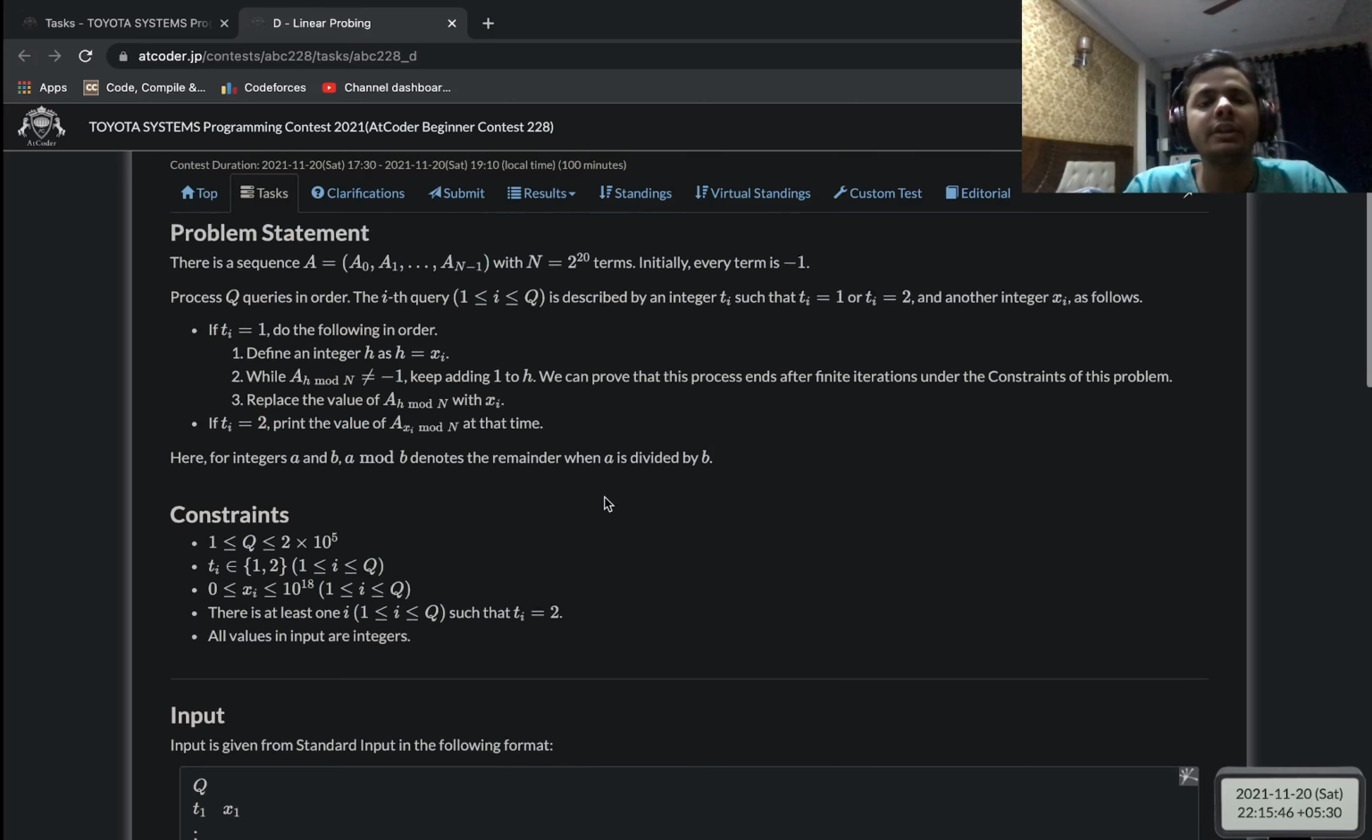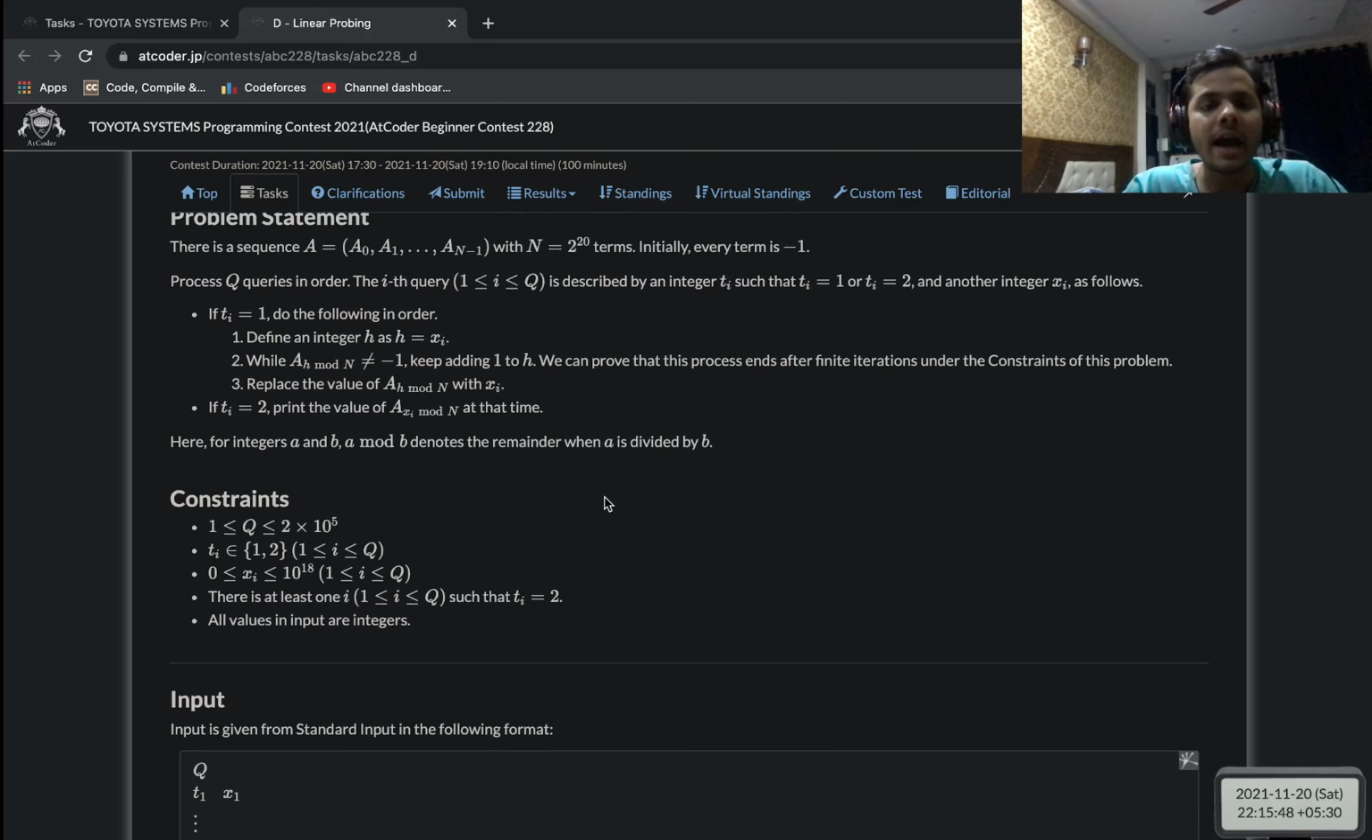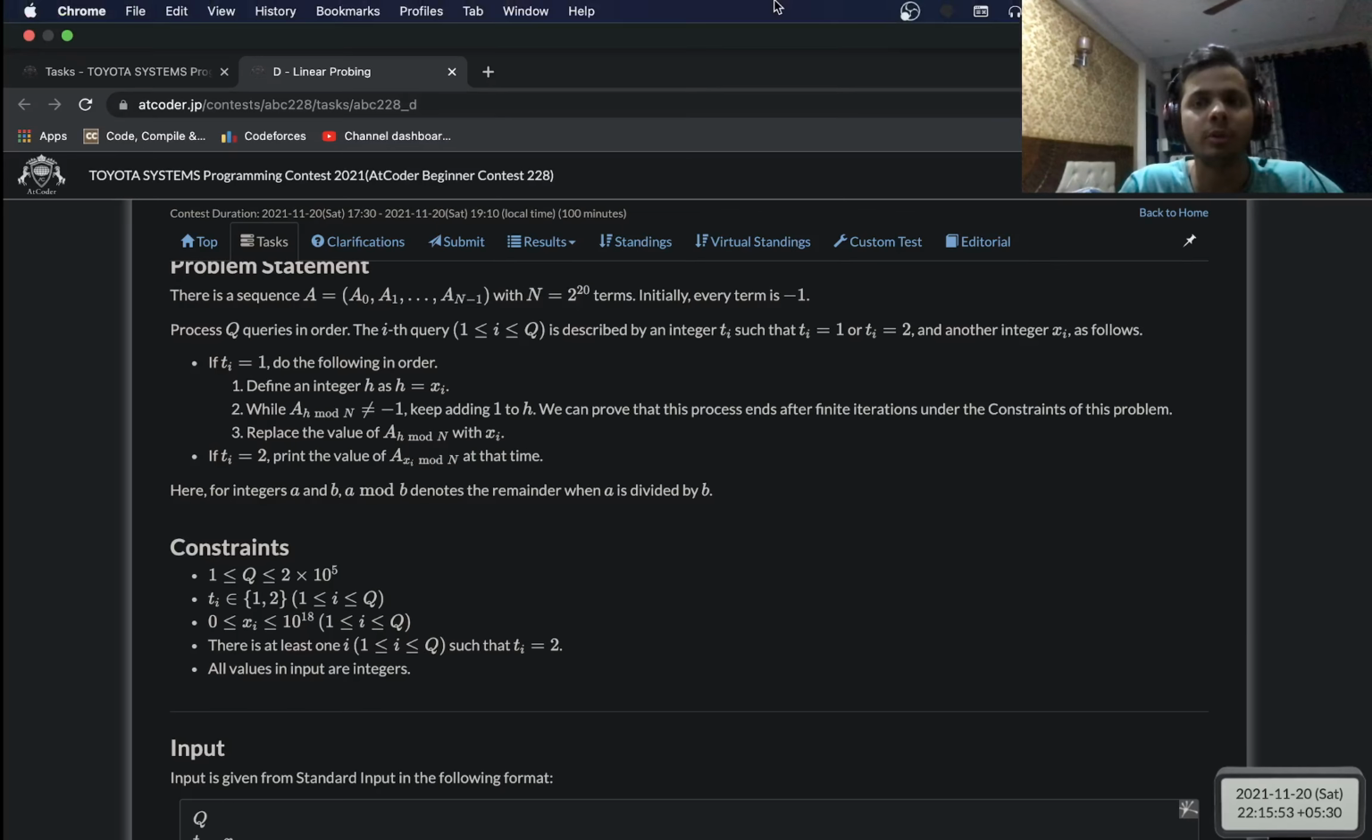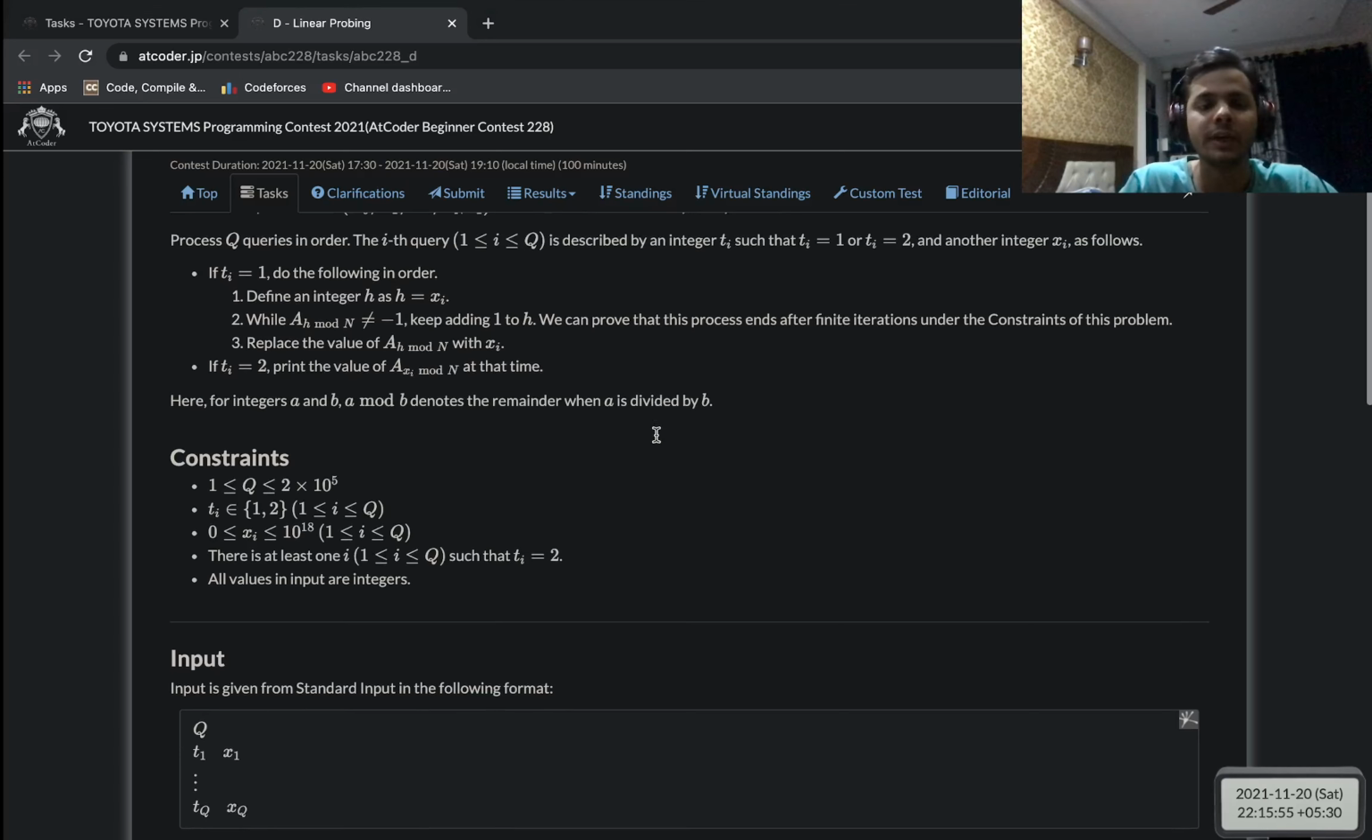One very easy solution here is to just do it naively. The time complexity of that solution obviously is O of n into q, which is too slow. So obviously we cannot do that.